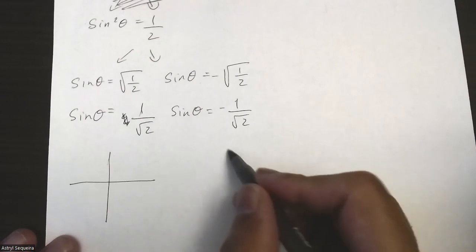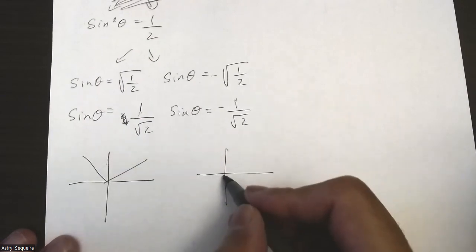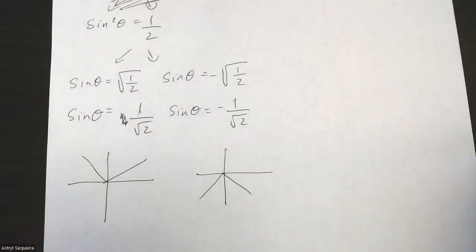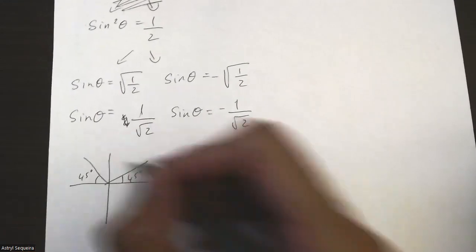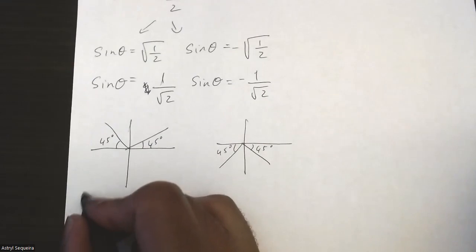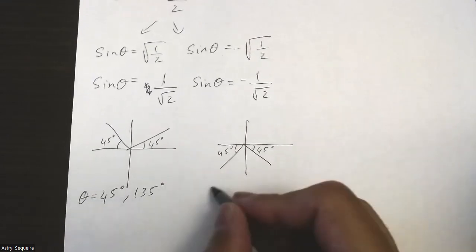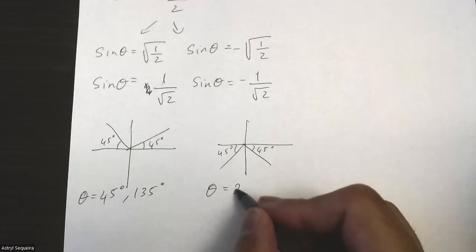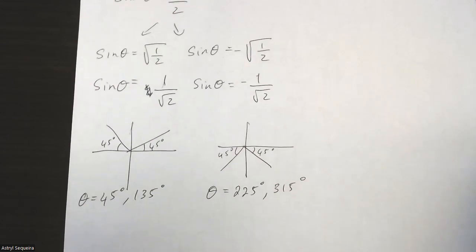So my CAST rule for both, sine is positive in the first two quadrants and negative in these two. The angle is 45 degrees, but I'll double check it in my calculator. Yep, 45 degrees. You can use your special triangles for that. Then my two solutions here are 45 degrees and 135 degrees, and my two solutions here are 225 degrees and 315 degrees.